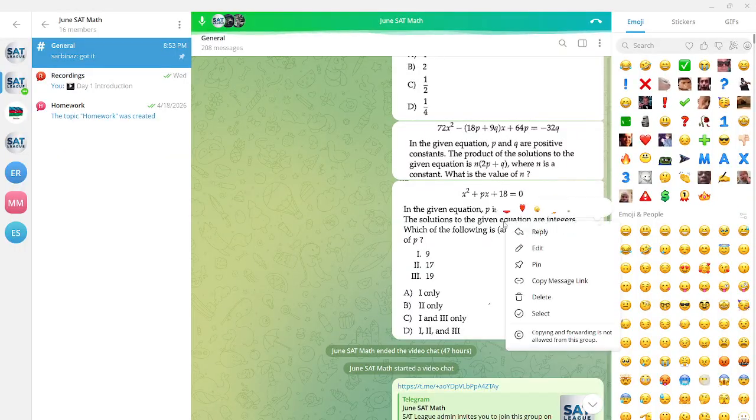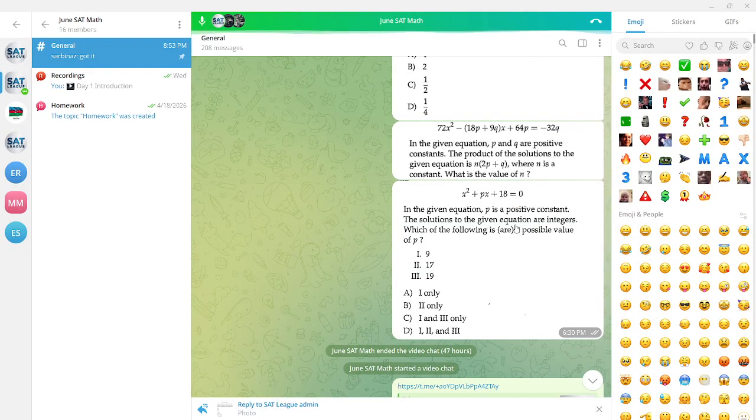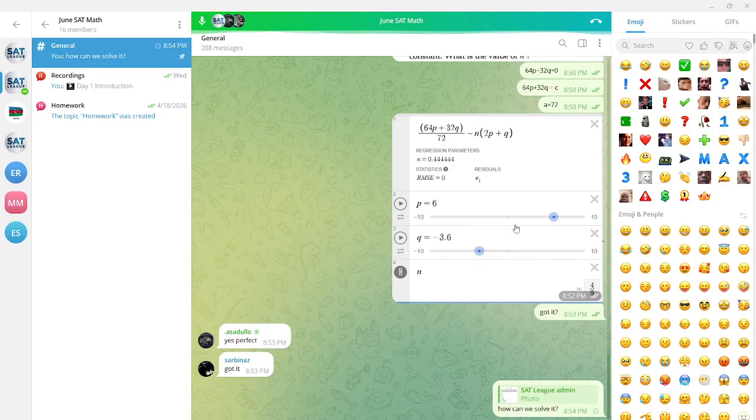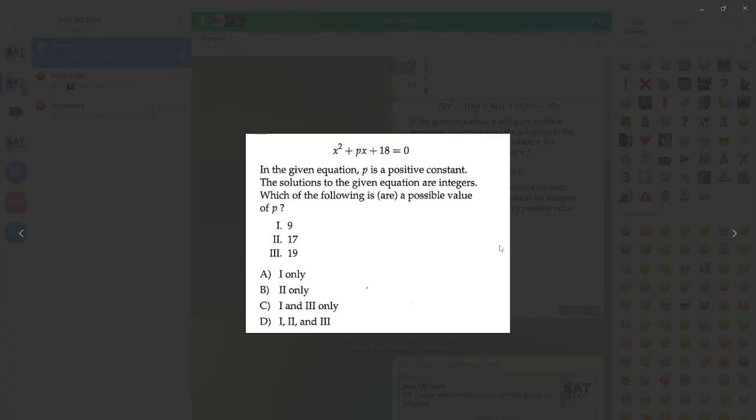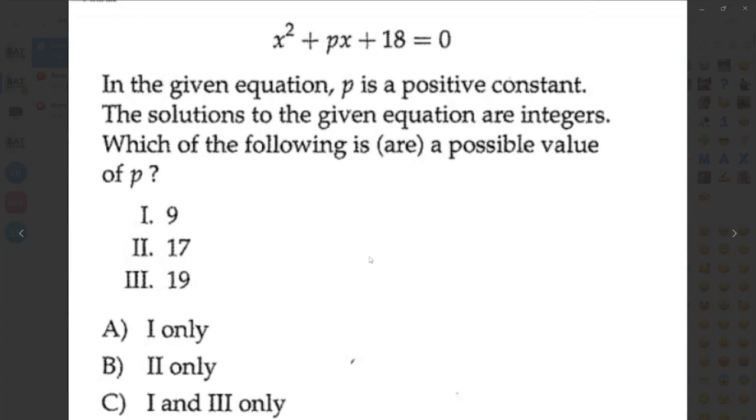Guys, how can we solve it? What do you think? How can we solve it? What is a trick we can use? What do you think? What are your ideas? Any ideas, thoughts about it?